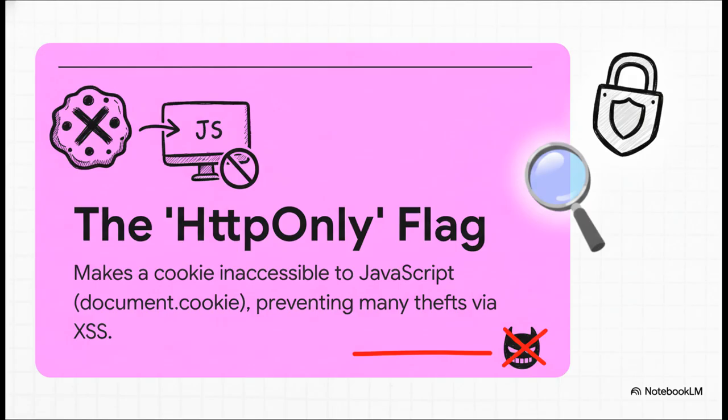This is a simple but incredibly powerful instruction. It tells the browser, hey, this particular cookie should only ever be sent back to the server. Under no circumstances should you let any scripts running on the page, like JavaScript, see it. This is a direct countermeasure to that XSS attack we just talked about. If the malicious script tries to read the cookie, the browser just says, nope, access denied.